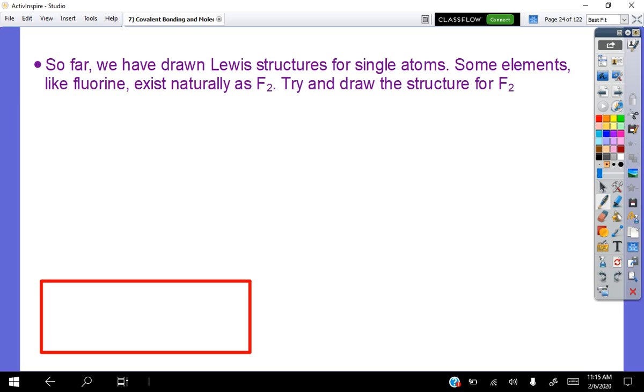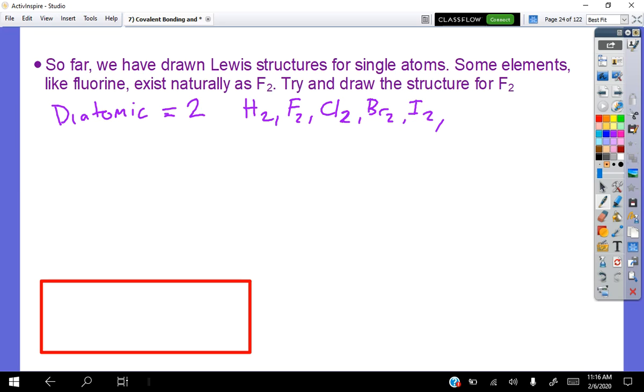So I first wanted to open up by looking at some diatomic elements. If you remember that word diatomic, it's been a while since we've seen that, but diatomic refers to an element that bonds to itself, means it only has two. There are 7 diatomic elements. We have H2, F2, Cl2, Br2, I2, O2, and N2.